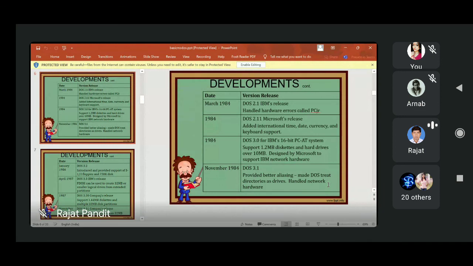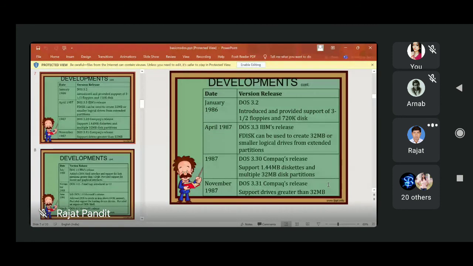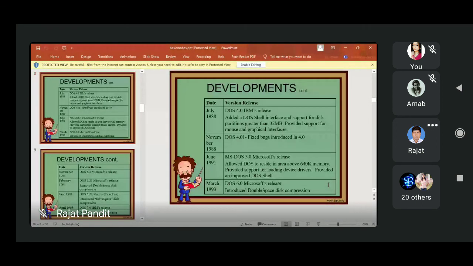1984, DOS 2.11. 1984 again, DOS 3.0, IBM's 16-bit PC AT system, and November 1984, DOS 3.1 provided better aliasing, made DOS treat a directory as a drive. Then January 1986, DOS 3.2. 1987, 3.3, 3.30, November 1987, DOS 3.31, Compaq release, support drives greater than 32 MB. Then 88, 91, and then 93. In 1993, MS-DOS 6.0, Microsoft release.